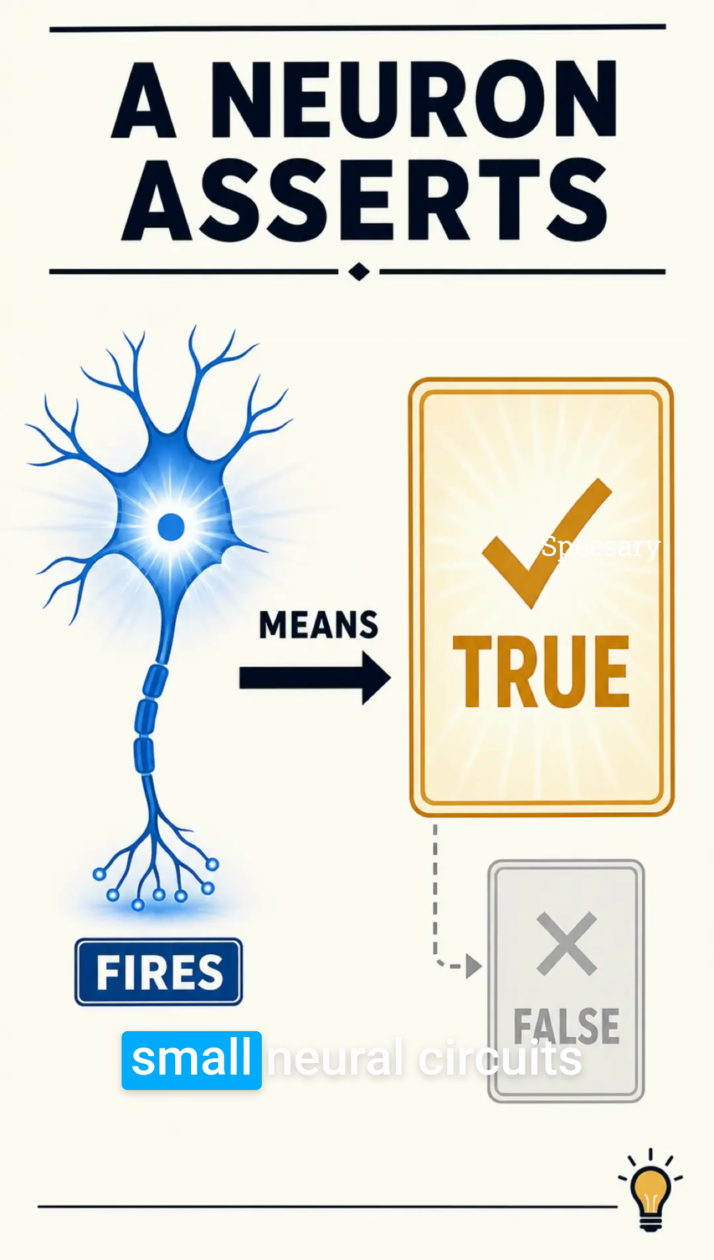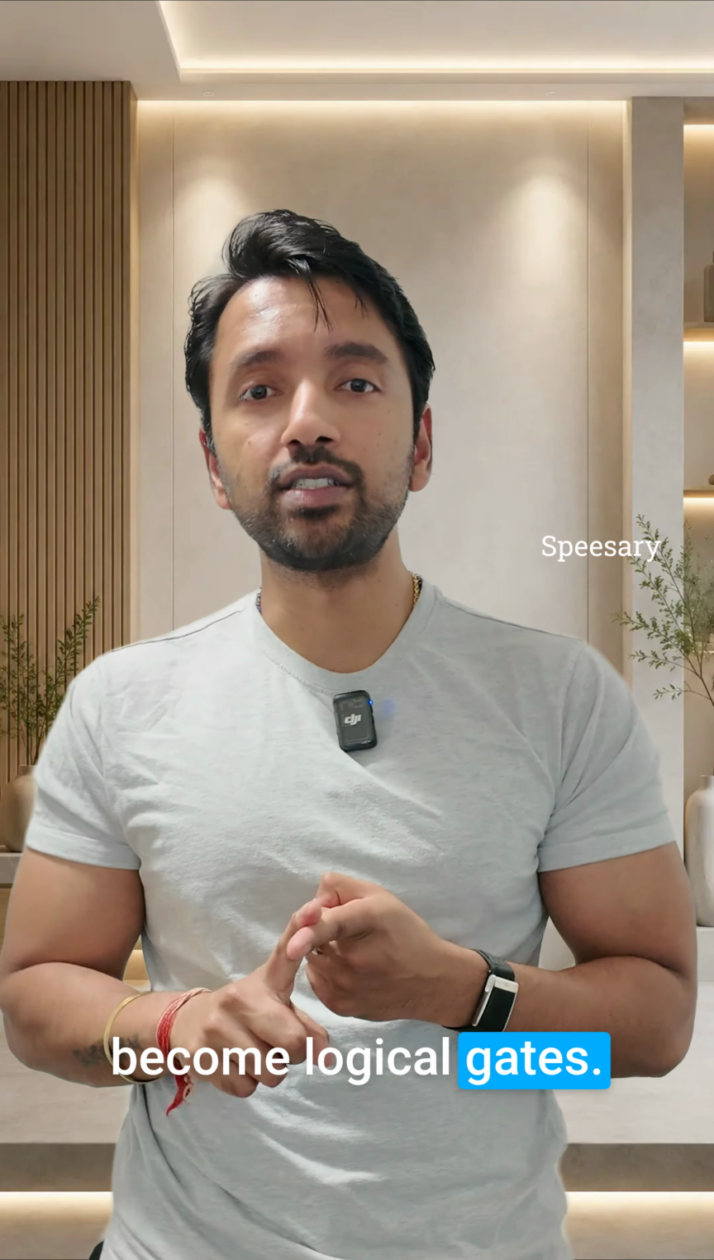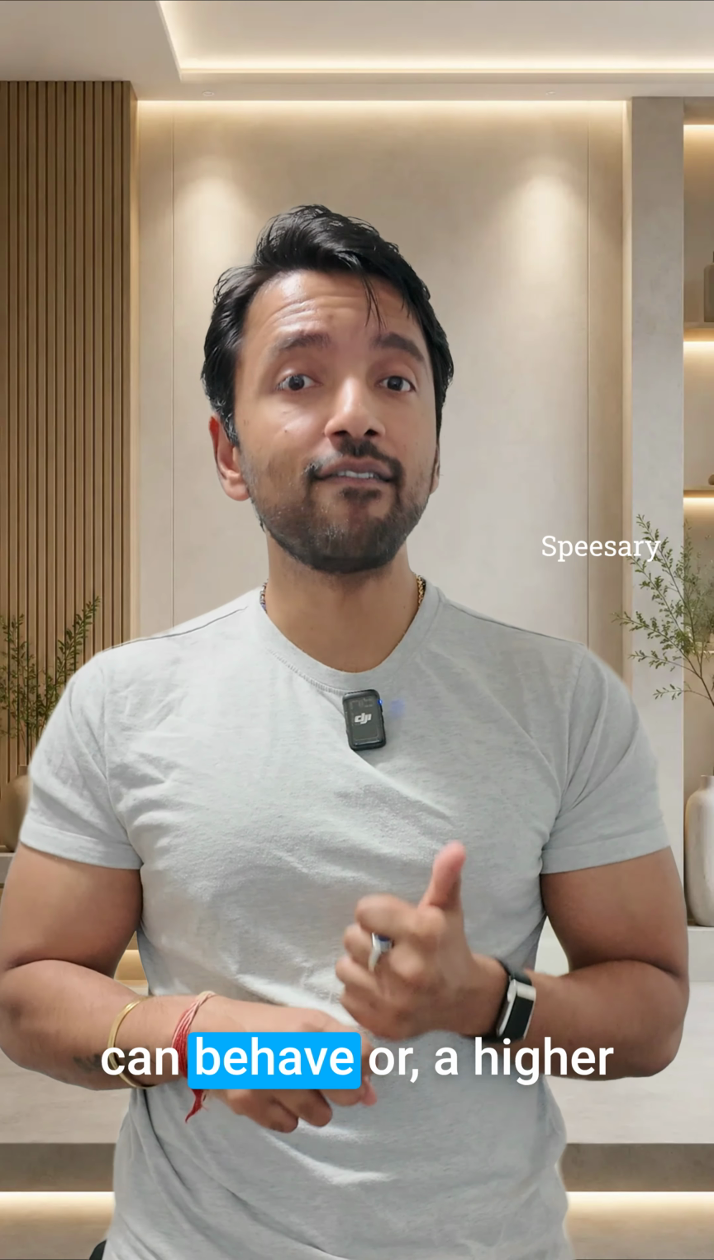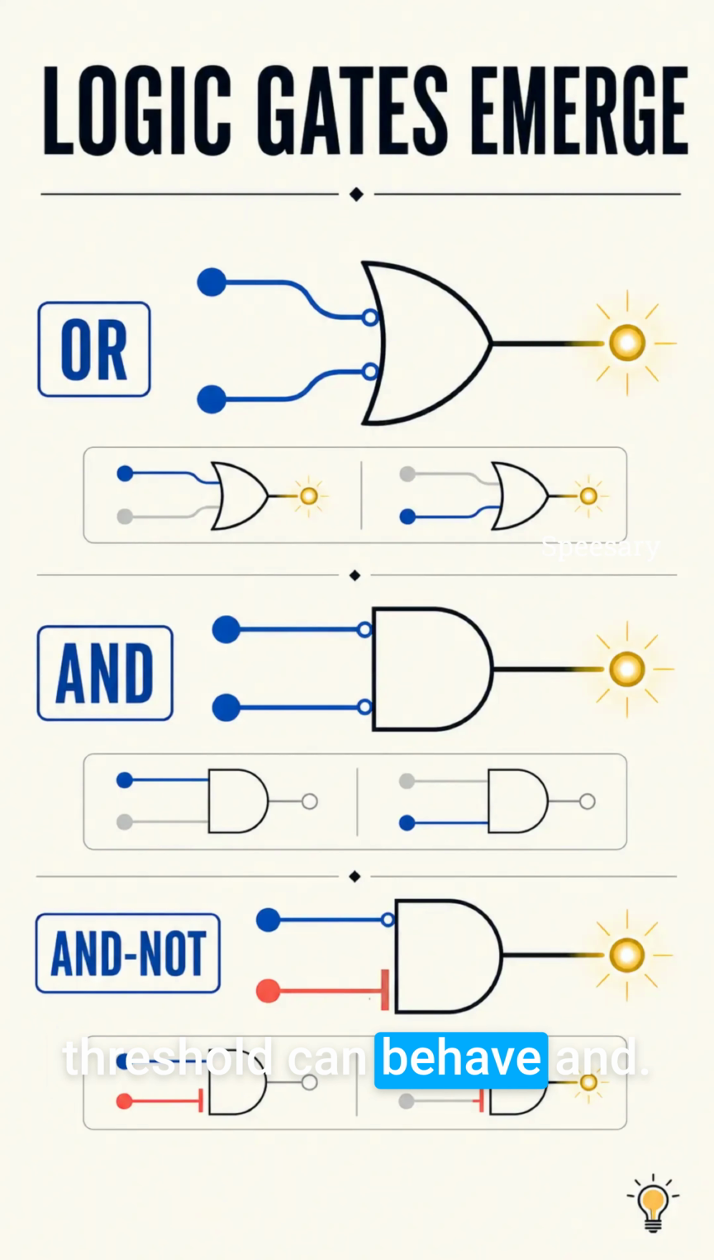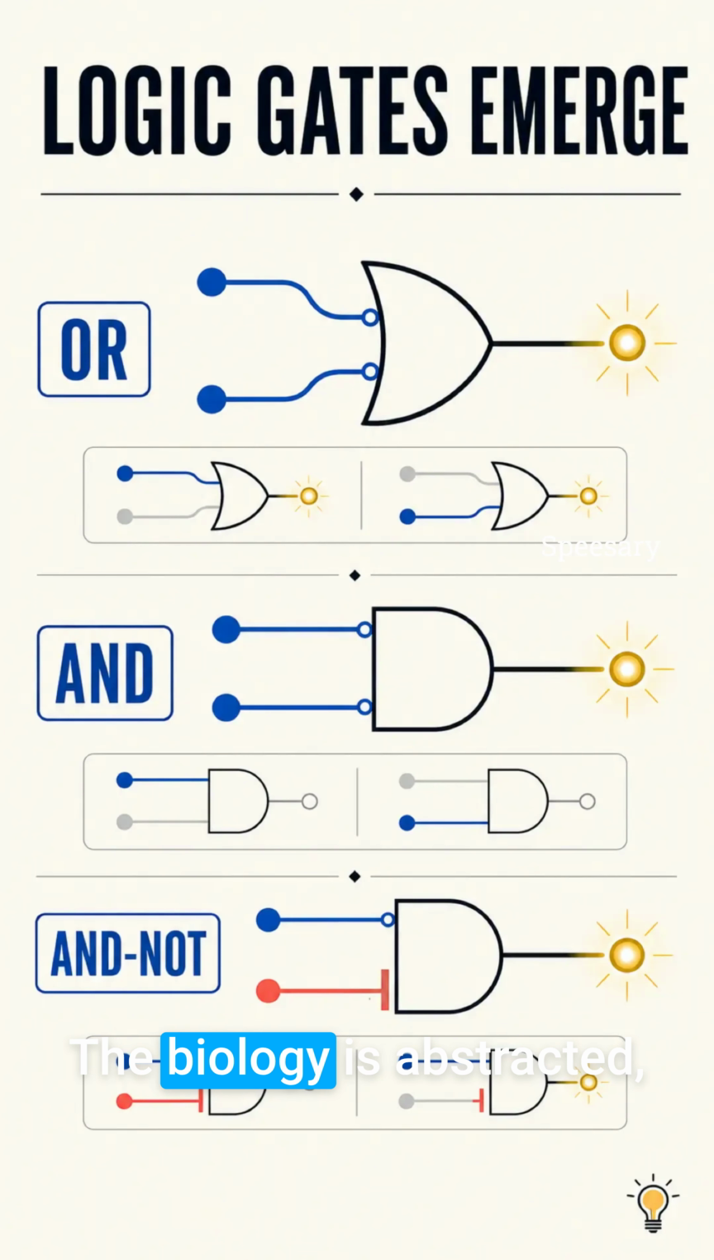With that translation, small neural circuits become logical gates. Two excitatory inputs can behave as AND, or a lower threshold can behave as OR, and when excitation becomes inhibition, it can behave as AND NOT. The biology is abstracted, but the logical relationships are precise. These are the building blocks of the digital.